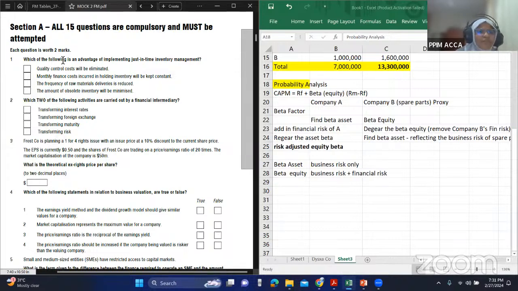The frequency of raw material deliveries are reduced? Actually, it is increasing. It increases. Why?